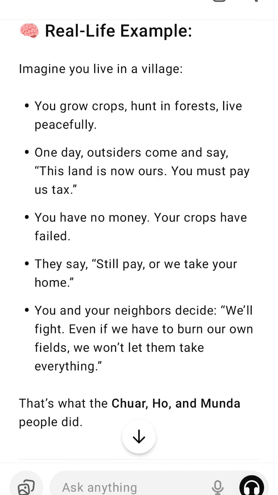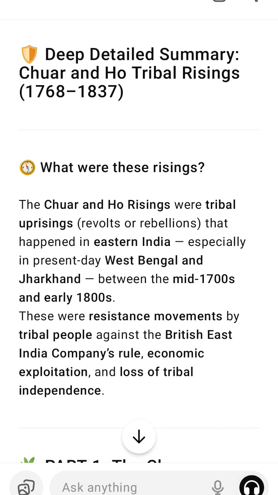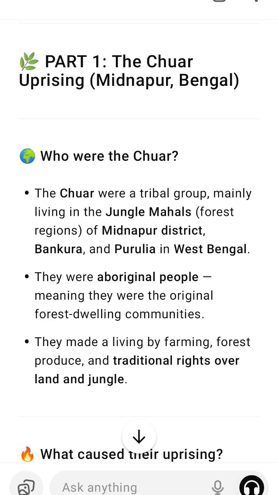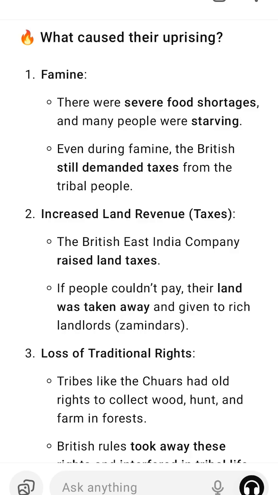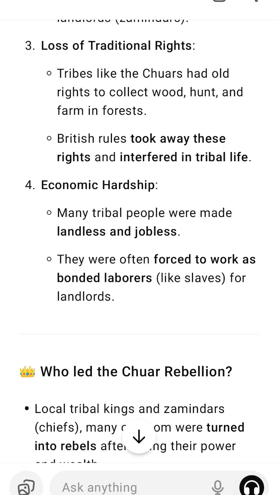What caused their uprising? 1. Famine. There were severe food shortages, and many people were starving. Even during famine, the British still demanded taxes from the tribal people. 2. Increased land revenue, taxes. The British East India Company raised land taxes. If people couldn't pay, their land was taken away and given to rich landlords, zamindars.